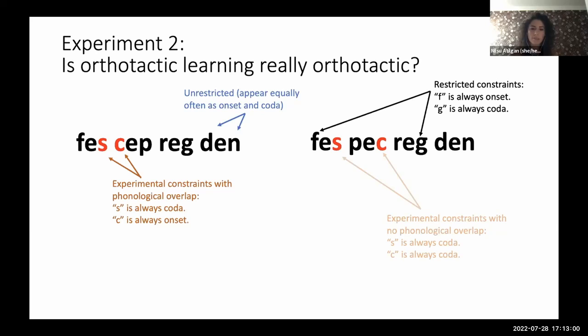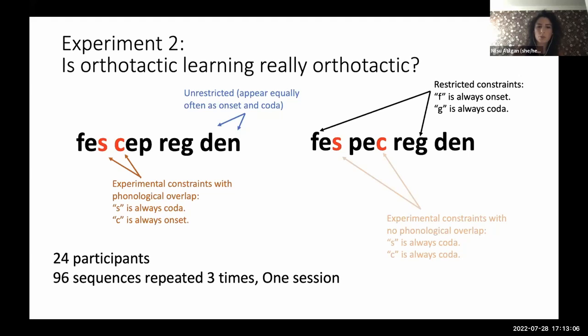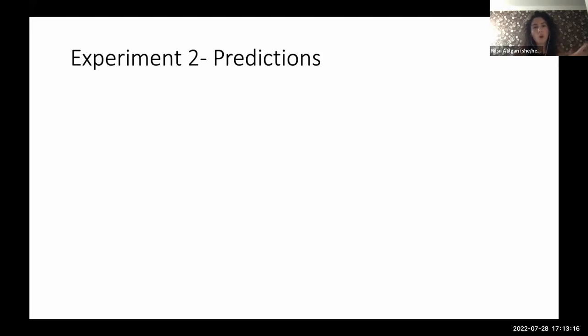The rest of the experiment was pretty similar to the first experiment. We had 24 participants, 96 sequences repeated 3 times, again with only 1 session. Overall, 1,300 errors were elicited. Before I show what we found, since this is a somewhat novel design, I'll show some predictions to be a bit more clear.